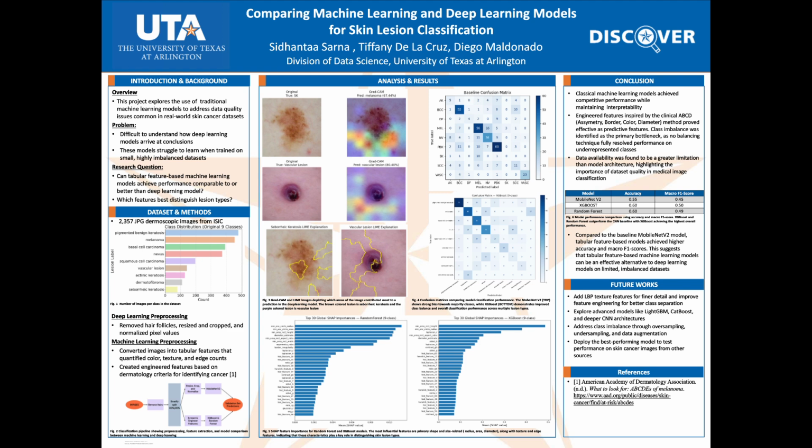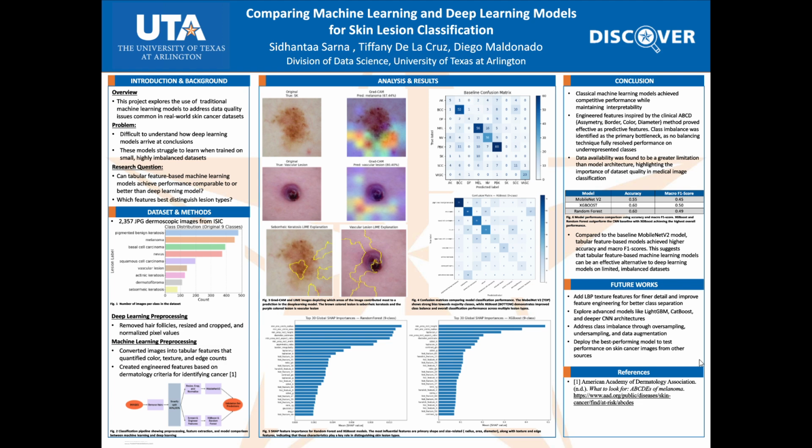And as I stated earlier, the engineered features inspired by the clinical dermatology tools proved the most effective predictive features, and it also highlighted that the class imbalance was the biggest bottleneck in our project. And it also highlights the need for good quality data and how data quality and data availability can be the biggest limitation in projects such as this.